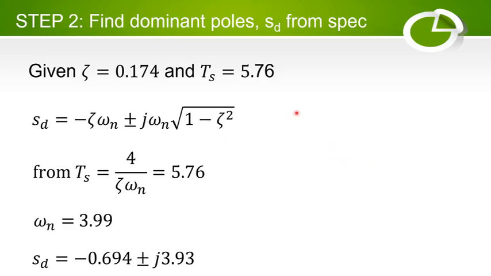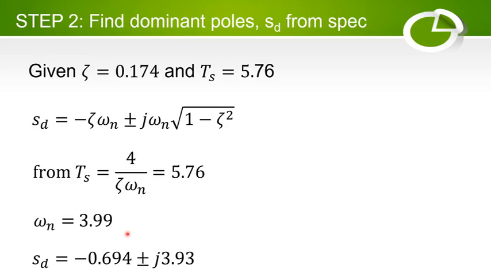The second step is to find the dominant poles from the specification given in the question. From the question, the damping ratio is equal to 0.174 and the settling time is 5.76. To calculate the dominant poles, you can use this formula. This is from chapter 1. The damping ratio is given to you, and you have to calculate the natural frequency using the settling time value given to you. If you calculate the natural frequency, you will get 3.99.